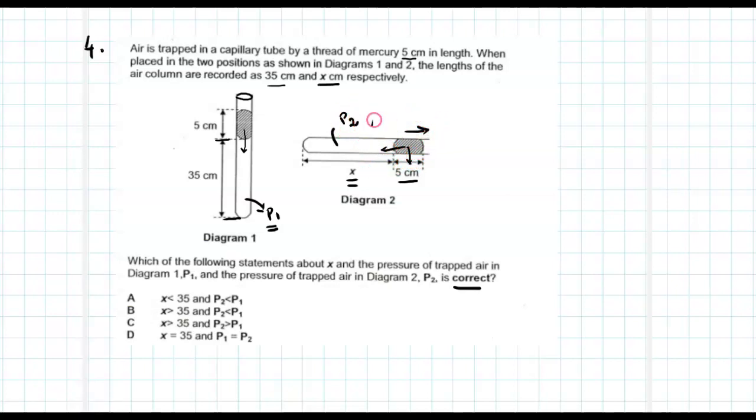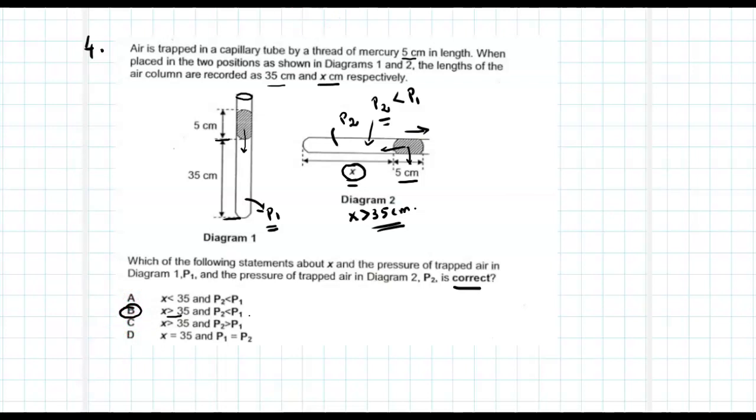So it has more volume here, so the pressure will be less. The P2 pressure is less than P1. At the same time, as it takes more length, the length of x is greater than 35 centimeter. So what is the option here? X is greater than 35 and the pressure P2 is less as it takes up more space. So the option is B.